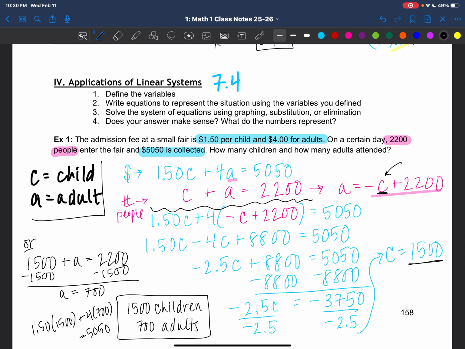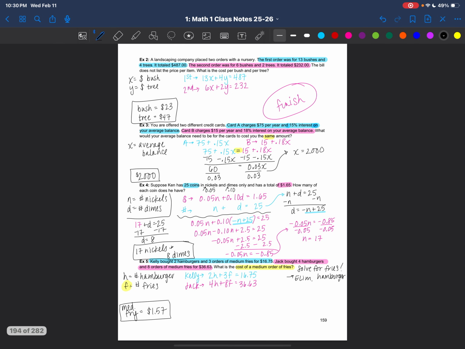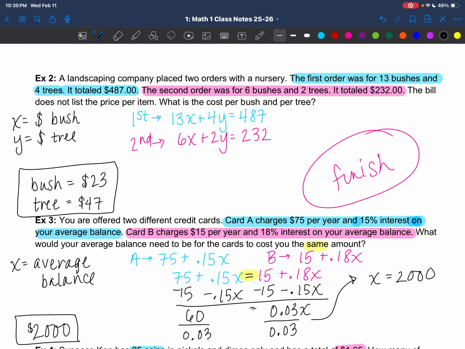All right, so now let's go to the next one. I started this, you're going to complete it. So again, we've got example 2. We're going to think about how information is related and make equations based off of that.